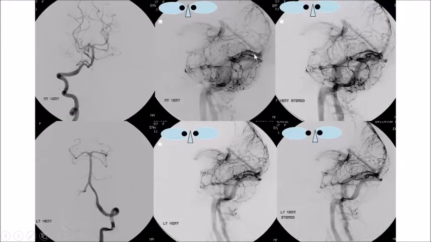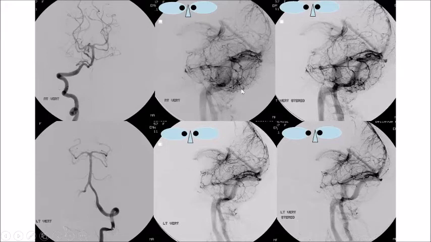And you can see that this is the vein of Galen and the straight sinus right here. This is the cerebellum right here, and you can see this wealth of veins in the posterior fossa. This is all the venous phase right here. This is the occipital lobe up here, obviously.